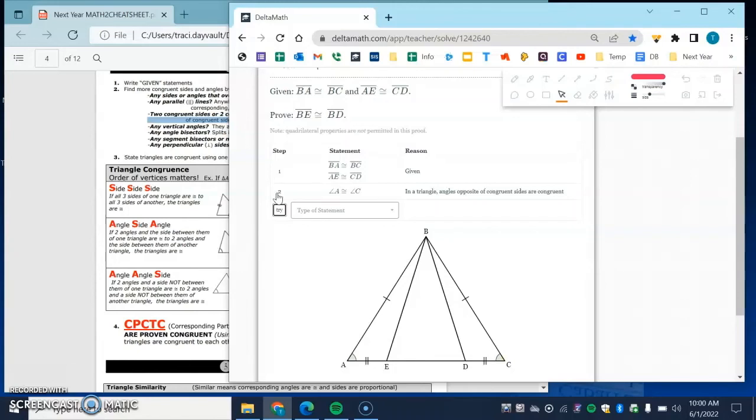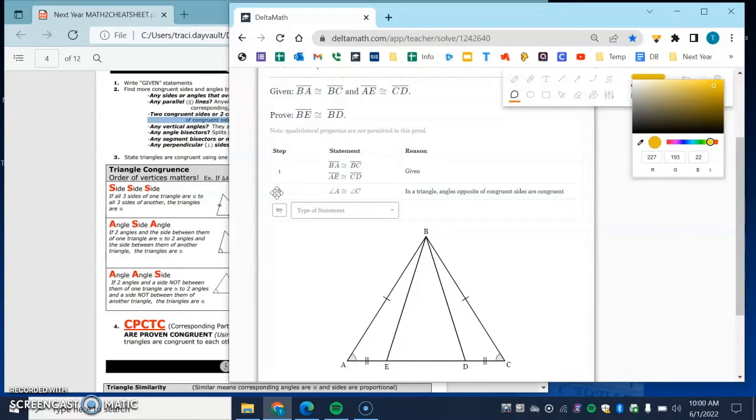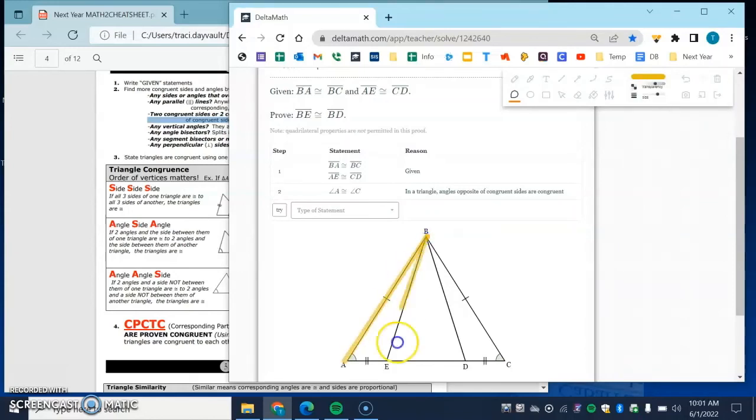Now let's see if that's enough information to prove that these two triangles are congruent. Triangle ABE and triangle CBD. If we look just at these two yellow triangles and look at the sides and the angles that we know so far, that is enough information to state that they are congruent. And which reason would we use? This is side, angle, side, because the angles that are congruent are formed by the two sides that are congruent.